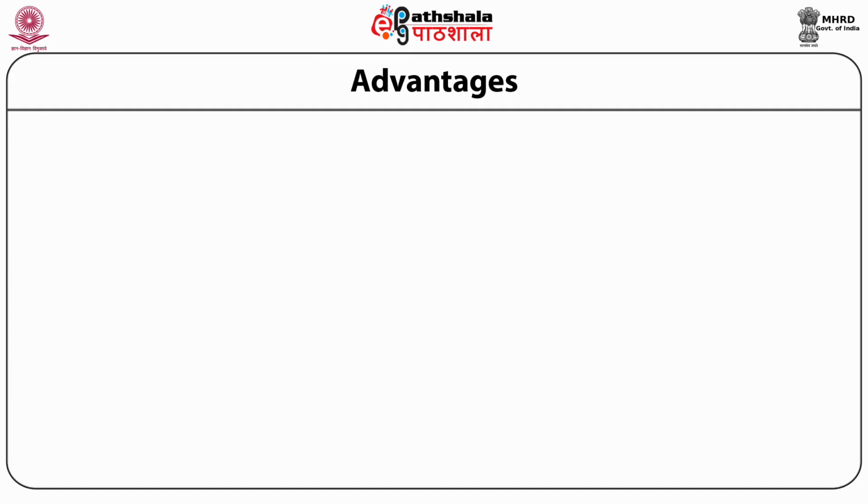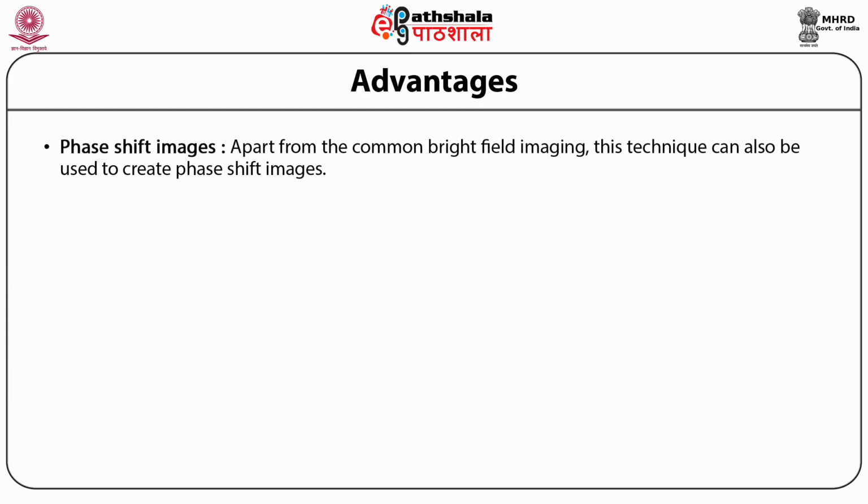The first one is the phase shift images. Apart from the common bright field imaging, this technique can also be used to create phase shift images. A phase shift image is a characteristic of DHM and it provides quantifiable information of optical distance. Additionally, the phase shift images can be used to image the topography of an object in reflection DHM.